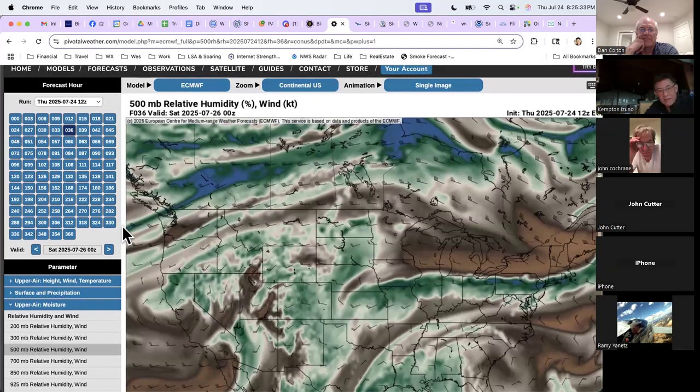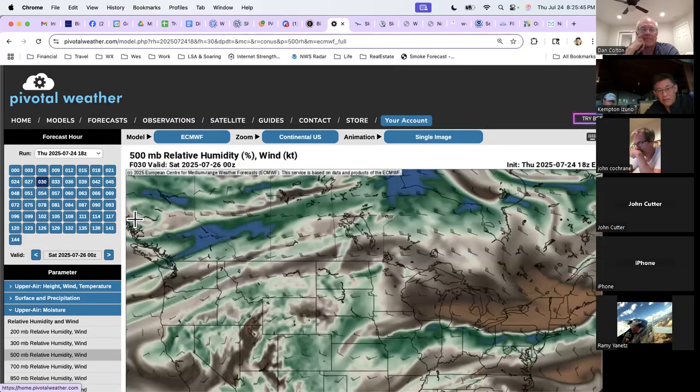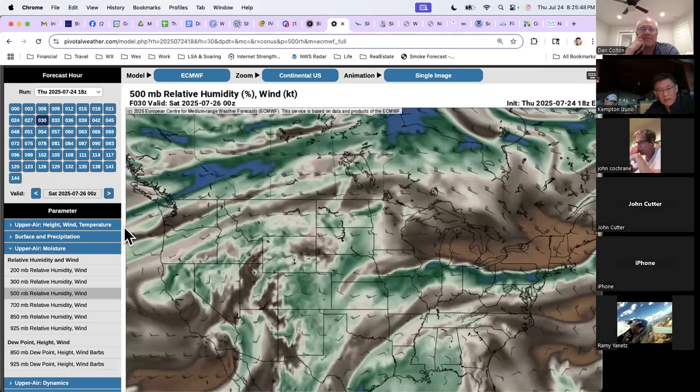One of the nice things about Pivotal, because of this user interface, is I can ask, how much has this forecast changed in the last 12 hours? This is the latest one, but it doesn't go out as far. So this is for Friday at 4 o'clock. Look at how dense green that is. I'm seeing 88% there.